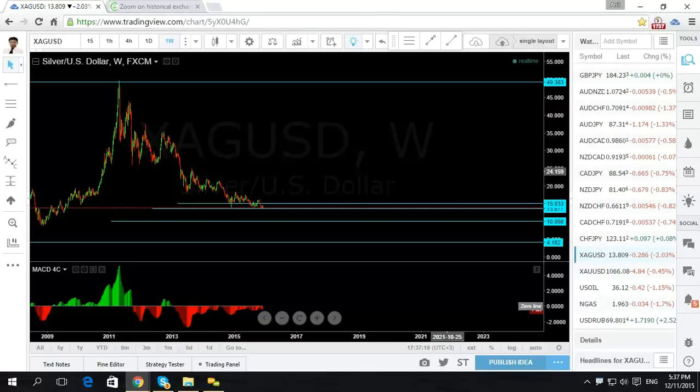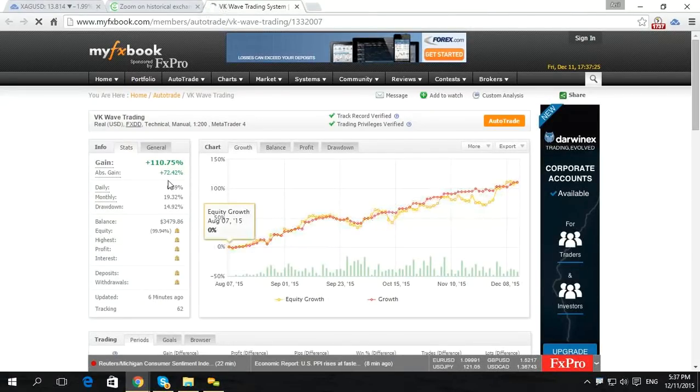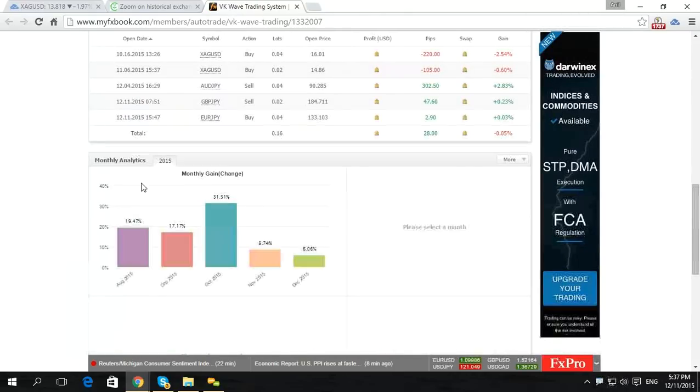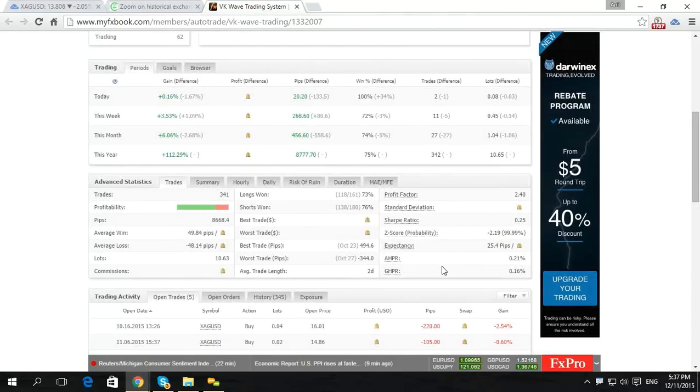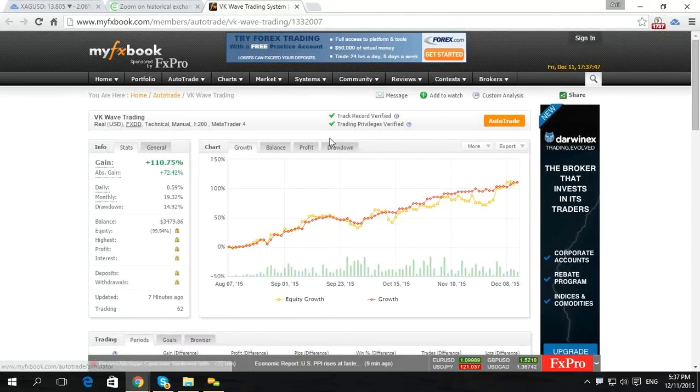Let me bring Victor's account up. So, look, Victor is 110% up in how many months? From August. You think wave structure doesn't work? Victor is one of my traders. You want to copy trade? You have a small account and you don't want to learn to trade. You want to copy trade? You can copy from Victor. Go to MyFX, copy the link, go there and you can copy his trade.